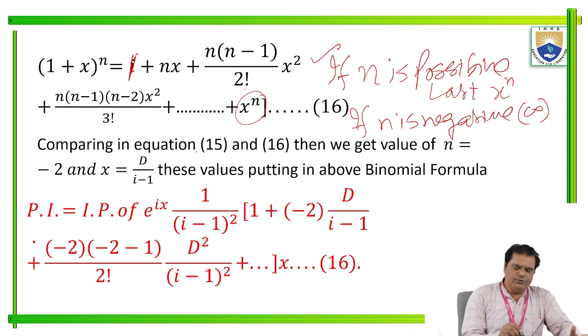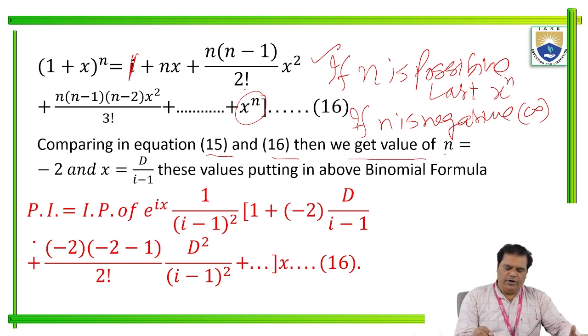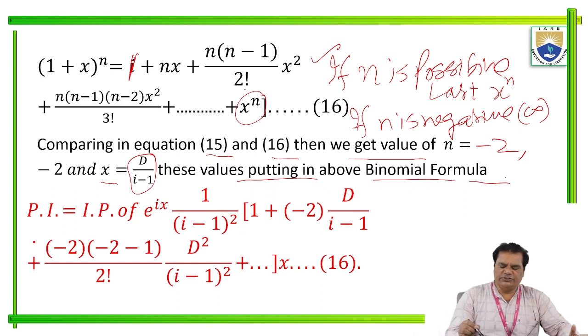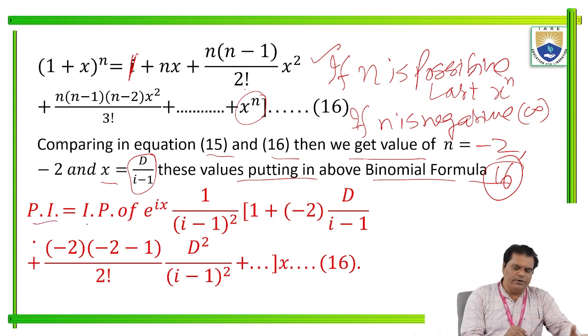So comparing equations 15 and 16, we get the value of n is minus 2 and x is D upon (i minus 1). Putting these values in our binomial formula 16, we get the particular integral equal to the imaginary part of e to the power ix, 1 upon (i minus 1) whole square.